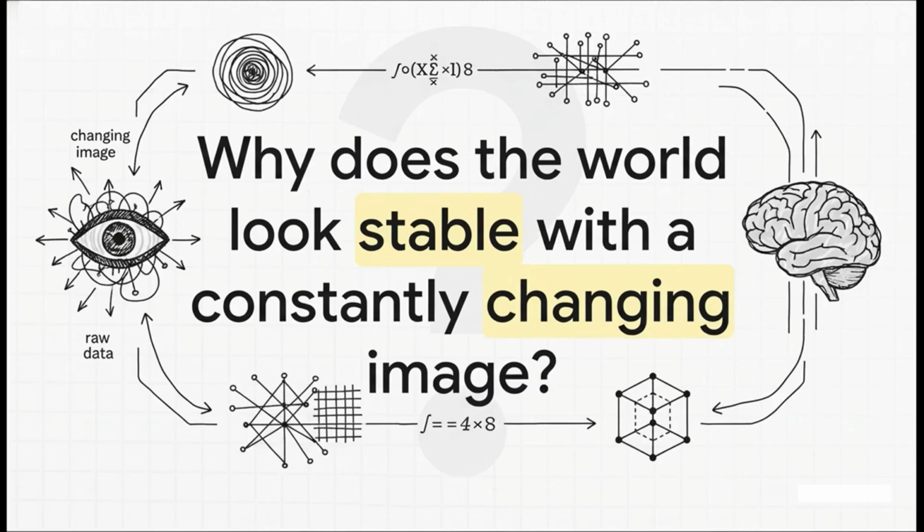So, let's start with the central mystery, the actual data hitting your retina. It's a complete mess. It's a chaotic, shifting, blurry stream of light that's changing all the time. And yet, what you perceive is a perfectly stable, clear world. So, how on earth does your brain take that raw, chaotic input and turn it into the steady reality you are experiencing right now?